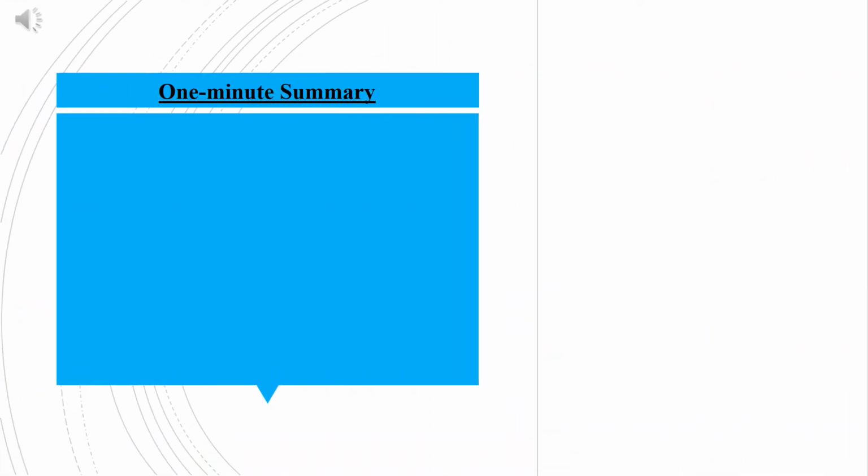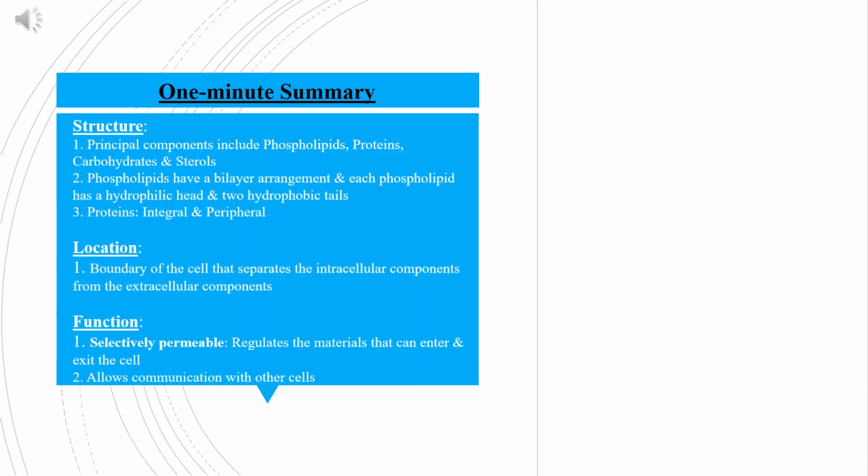A 1-minute summary of the cell membrane can be divided into its structure, location, and function. Structurally, the cell membrane is made up of phospholipids, proteins, carbohydrates, and sterols. Phospholipids have a bilayer arrangement in the cell membrane, and each phospholipid has a hydrophilic head and two hydrophobic tails. Proteins, there are two kinds of membrane proteins that are found, integral proteins and peripheral proteins. Carbohydrates are found on the outer surface of the cell membrane. Sterols, the type of sterol embedded in the plasma membrane depends on the type of the cell.